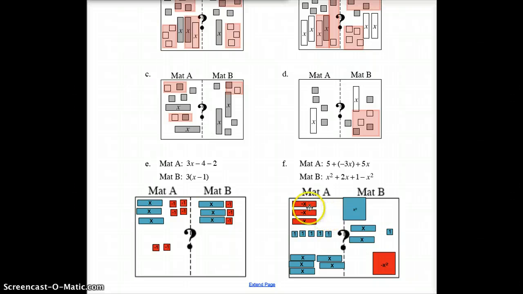Over on mat A over here, these 3 cancel these 3. Over on mat B, this x squared cancels this negative x squared. Then these two x tiles here cancel these two x tiles here. And this unit tile cancels one of these 5 unit tiles over here, leaving me with 4 positive unit tiles on this side and nothing on this side. So that is how we compare expression mats.